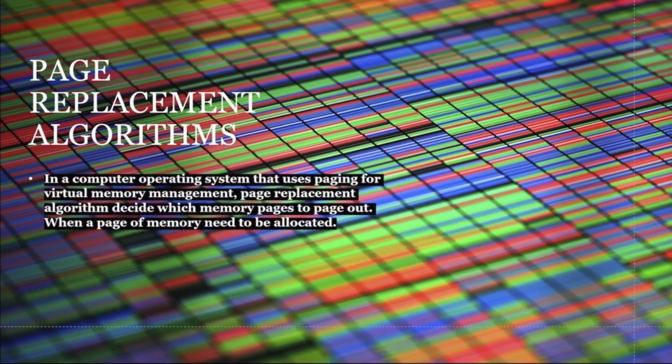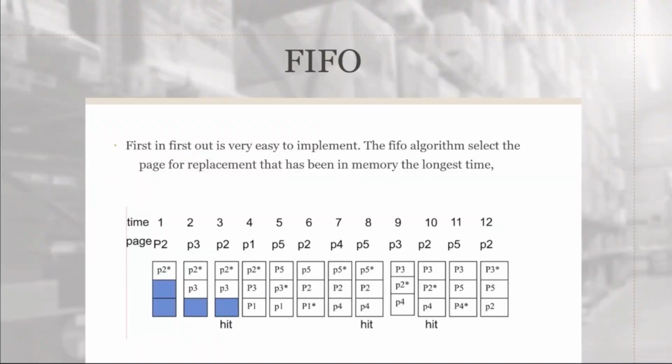There are different types of methods for performing it: FIFO, first in first out; LRU, least recently used; and OPT, optimal. FIFO, first in first out. FIFO is very easy to implement. The FIFO algorithm selects the page for replacement that has been in memory the longest time.